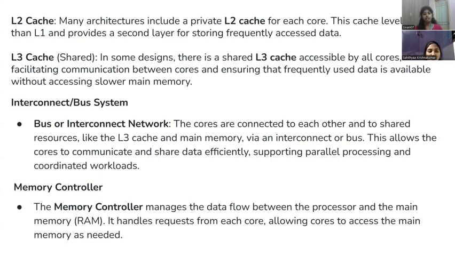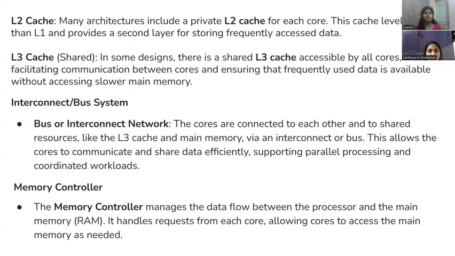Then we have the L3 cache, which is shared. Many multi-core processors include a shared level 3 cache. Unlike the L1 and L2 caches, which are private to individual cores, the L3 cache is accessed by all the cores. It serves as a common pool of data and instructions that the cores might use, promoting efficient data sharing and communication.